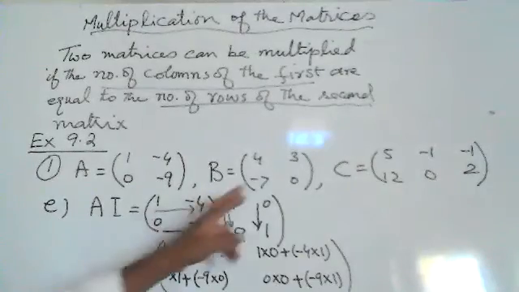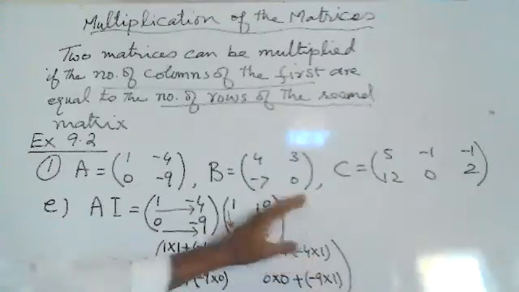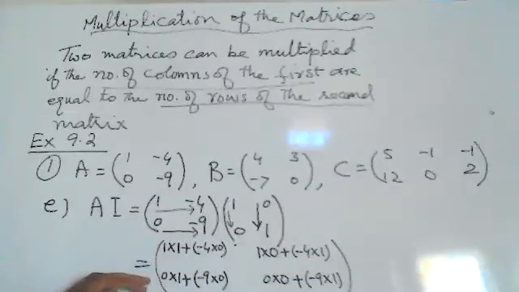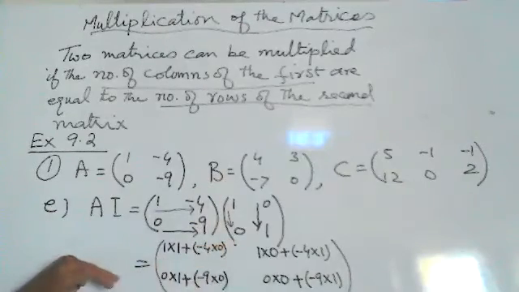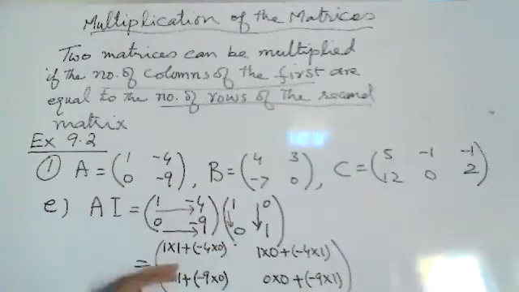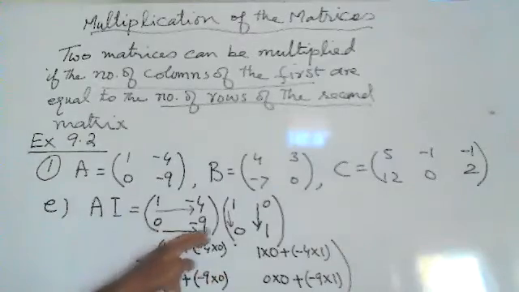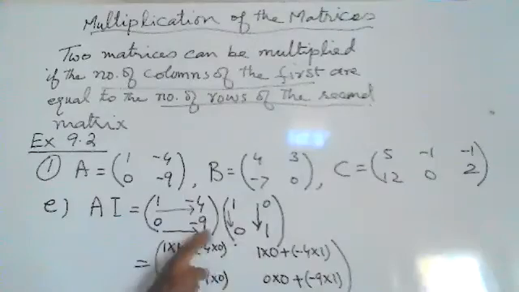Then when all the columns of the second matrix are over, we start the second row. Here also we start the second row. The second row is multiplied with the first column. The answer will be written in the second row, first column. First number with the first number, 0 into 1 plus minus 9 into 0. Then the second row is multiplied with the second column: 0 into 0 plus minus 9 into 1.